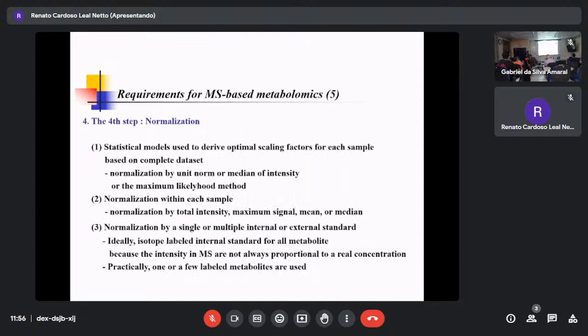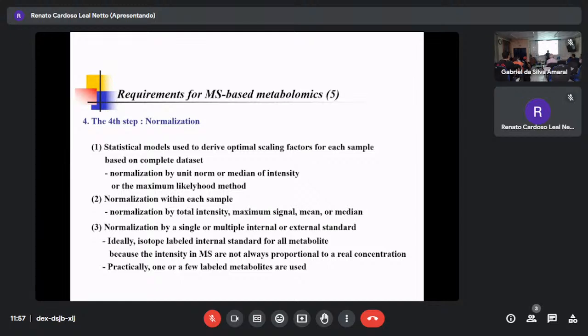And normalization. What is normalization? I wrote it down. In statistics, we always need normalization. Normalization puts all your features in the same range. This is scaling. Scaling and normalization, sometimes we are confused.